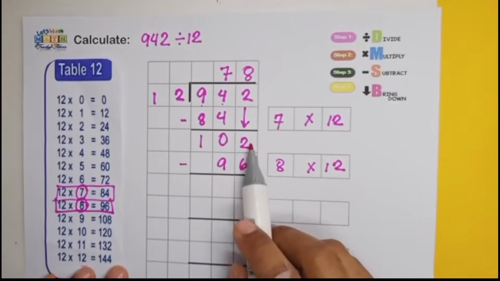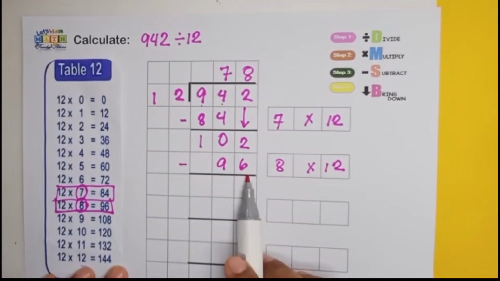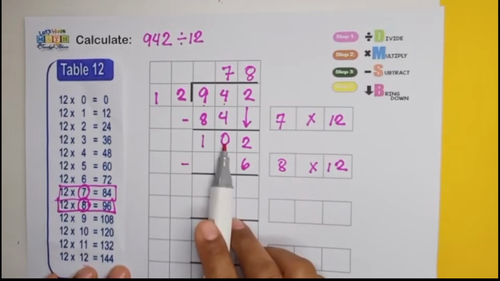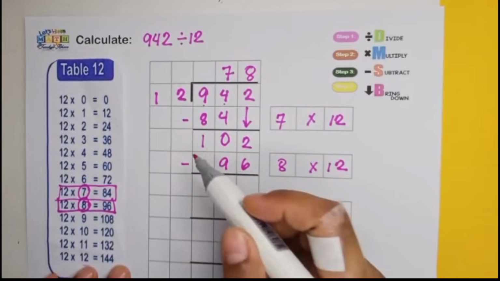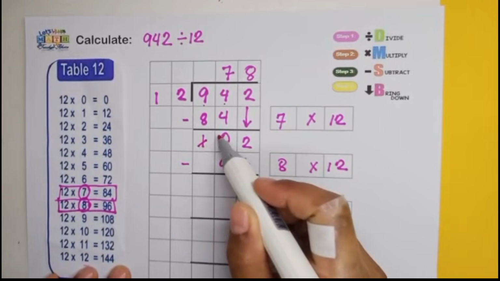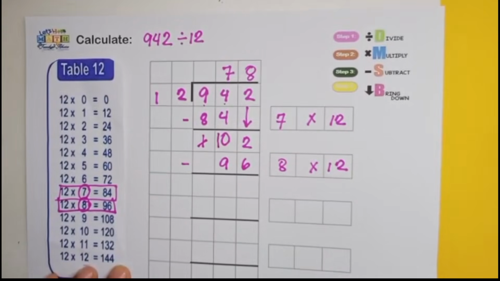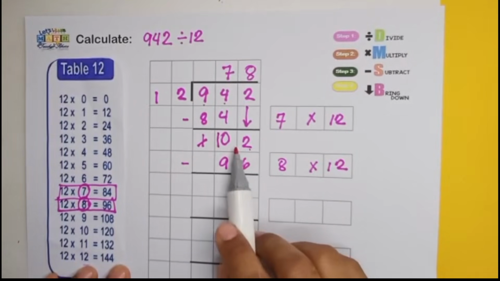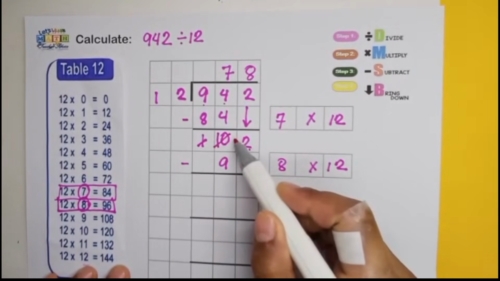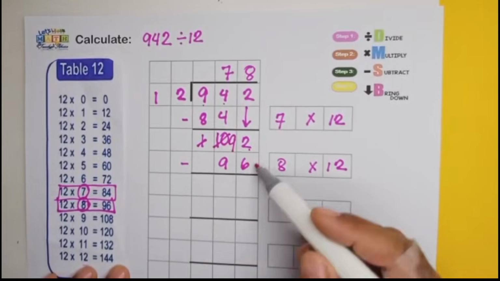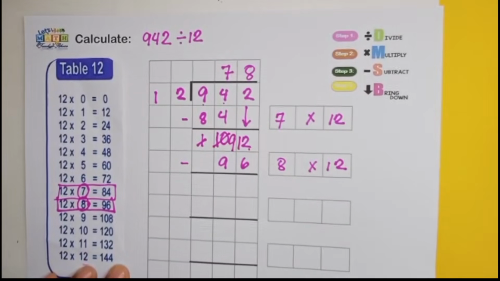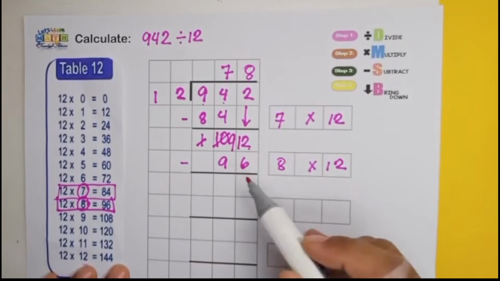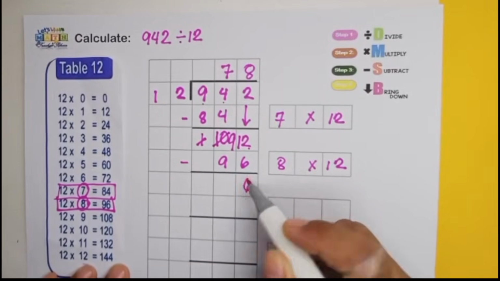So if I have 2 minus 6, it cannot be. I cannot borrow from 0 because there's no value with it. So I will borrow from this, and this will give me 10. Now I can start borrowing. If I borrow from this, it will give me 9, and this will give me 12. 12 minus 6 will give me 6.